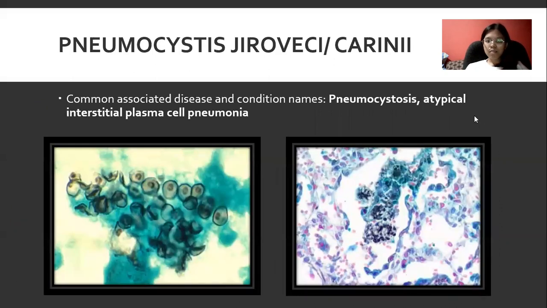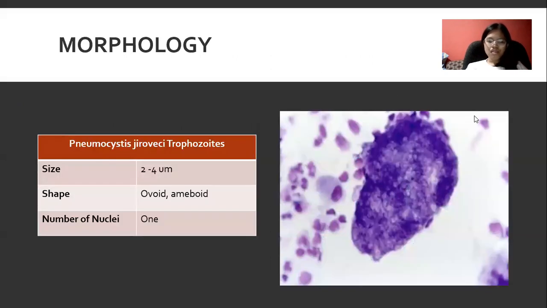So, last natin, we have the pneumocystis jirovecii or carinii. Common associated disease and condition names is the pneumocystosis, atypical interstitial plasma cell pneumonia. So, yung example po, picture sa baba. Yan. For morphology, the trophozoites is 2 to 4 micron.